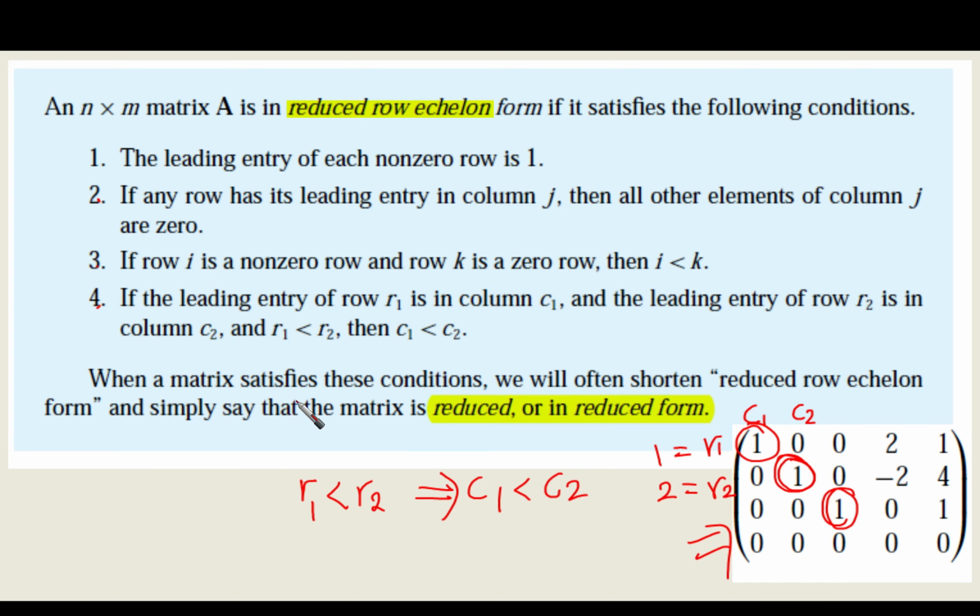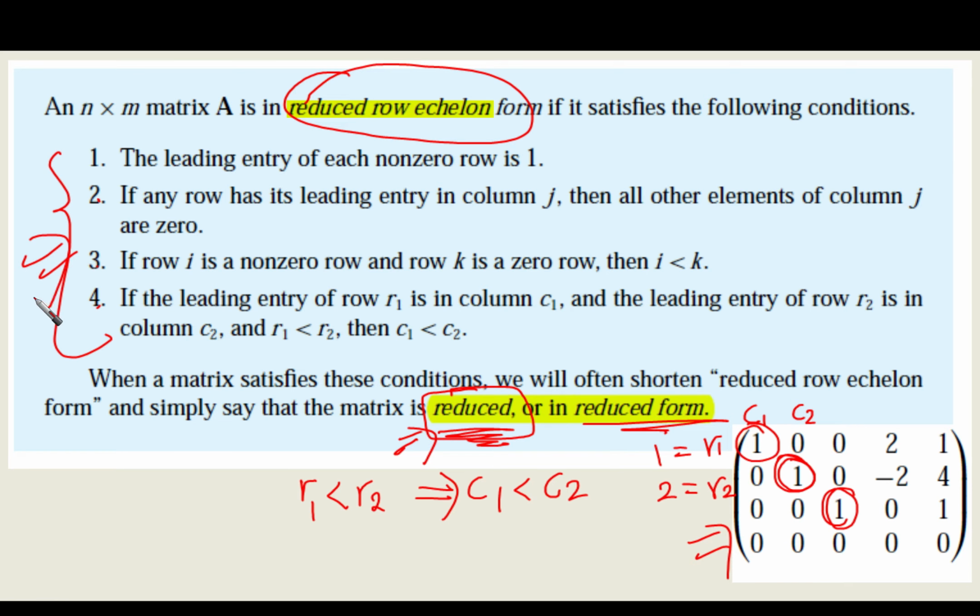When a matrix satisfies these conditions, we will often shorten reduced row echelon form and simply say the matrix is reduced. This is what we are going to say. The matrix is reduced. That's it. Or in reduced form. We can say both of them. So that's the meaning of the reduced row echelon form for a matrix. 4 conditions need to be satisfied.